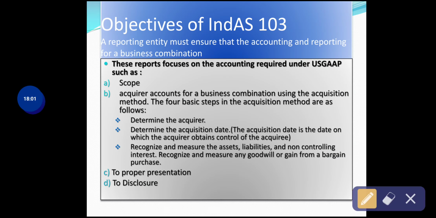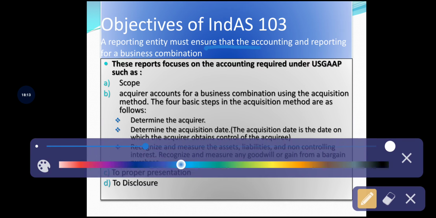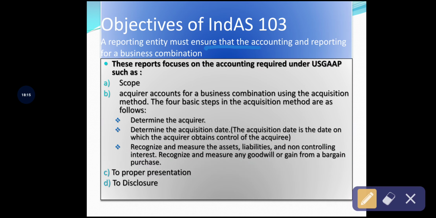Next, we will see the objectives of Indian Accounting Standard 103. A reporting entity must ensure the accounting and reporting for business combinations.